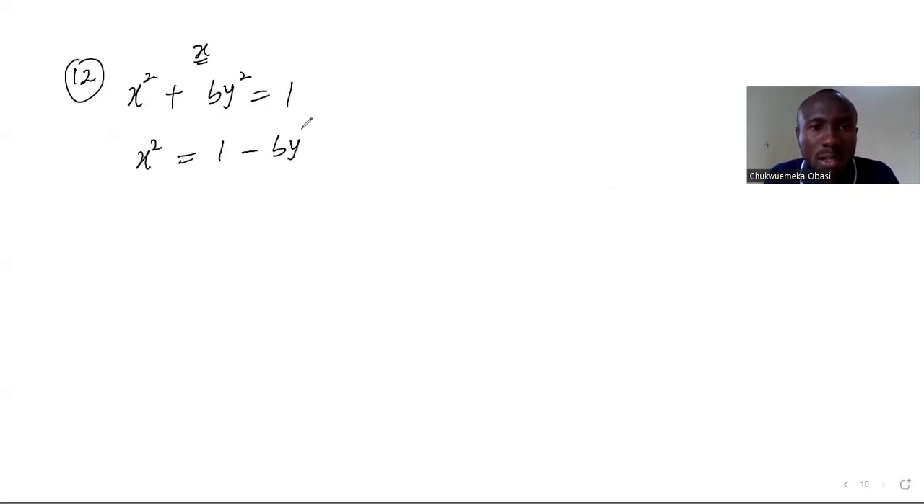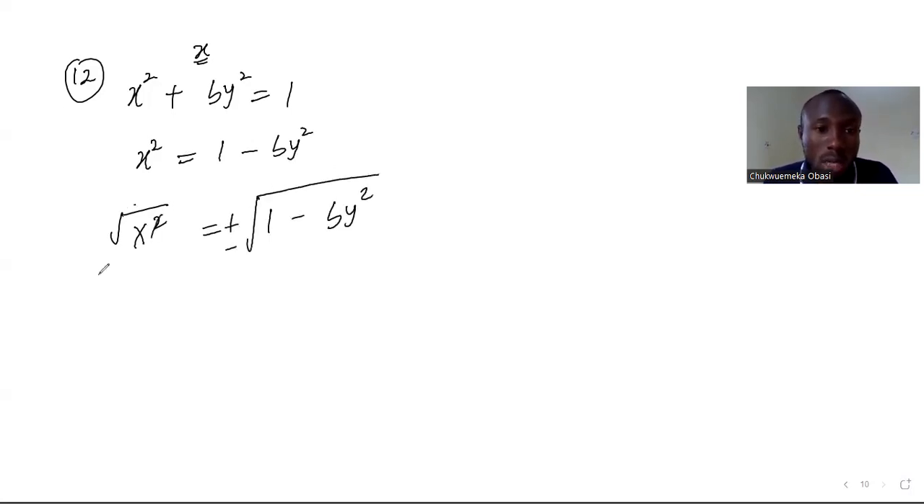Example 12, we want to make x the subject of the formula here. Well, this one, I have a lot of them here, so I'm trying to look for the ones that could be challenging for you so that we'll solve that together. So I have x squared plus by squared is equal to 1. Make x the subject. Simple. So you have x squared is equal to 1 minus by squared. Of course, if you've been watching from the very beginning, you should know why I'm doing all of this to make x free. Now you square root both sides to get rid of this square here. Equal to 1 minus by squared, you square root both sides.